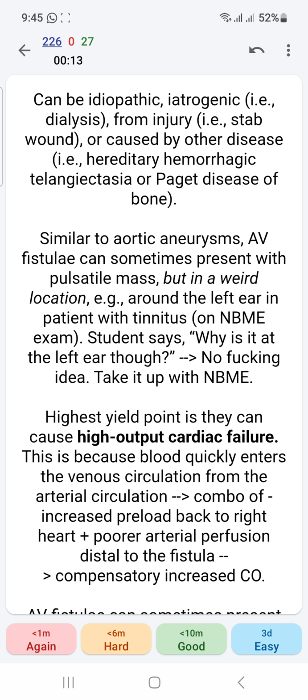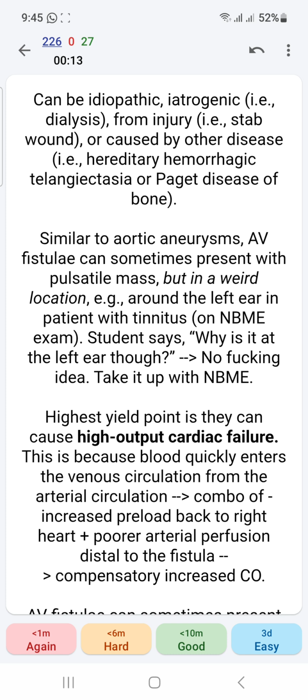Similar to aortic aneurysms, AV fistula can sometimes present with a pulsatile mass, but in a weird location, for example around the left ear in a patient with tinnitus. On the NBME exam. Students say, what is at the left ear though? No idea. Take it up with the NBME.